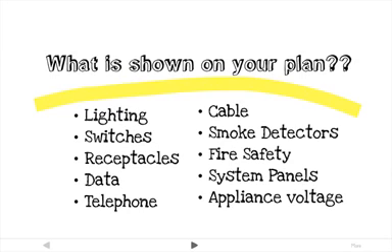And here are some various items that are typically shown on your plan. So you'll show the lighting, switching, the receptacles, all the data and telephone and cable outlets, smoke detectors, any fire safety equipment including fire alarms and fire exit signs, things like that, system panels, so where the electricity can be accessed, and also specific appliances that need higher voltage, like range ovens or dryers.